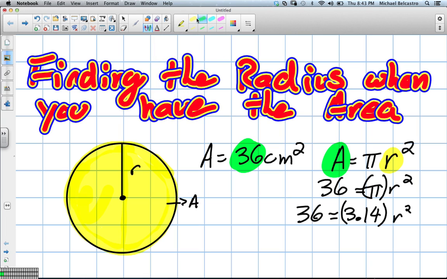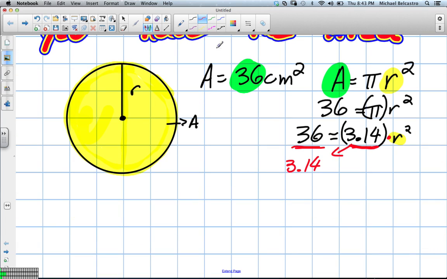Well, I want to get r by itself. Have you done algebra before? To get r by itself, I need to move the 3.14 to the other side of the equation. Since this is multiplied by, I use the opposite operation of multiplication: division. So I have to divide 36 by what? 3.14. Exactly. That's how we move it, we say, to the other side. That's not technically what happens, but that's fine.